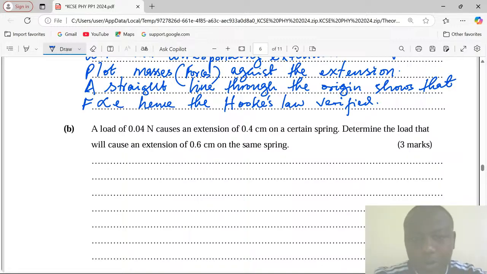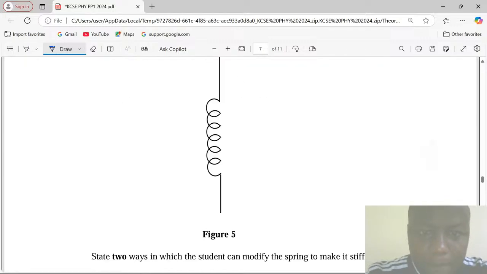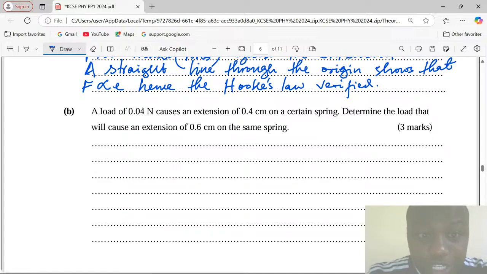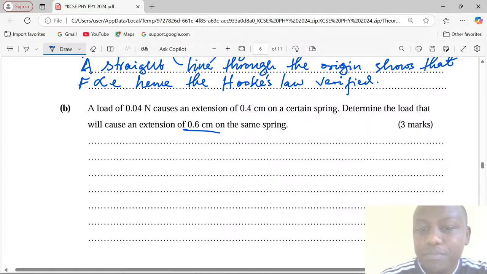You can also look at part B of the same question. We are told that a load of 0.04 newtons causes an extension of 0.4 centimeters on a certain spring. Determine the load that will cause an extension of 0.6 centimeters on the same spring.